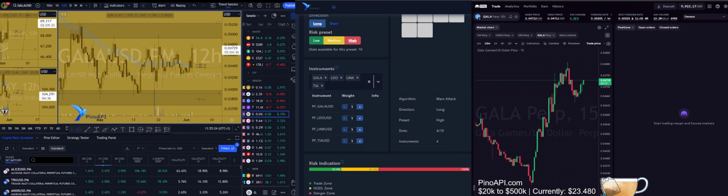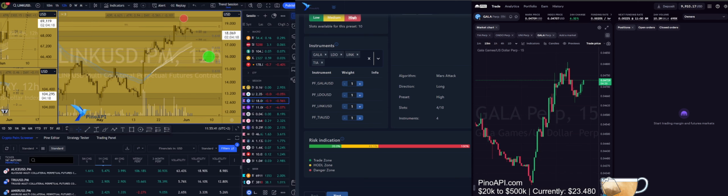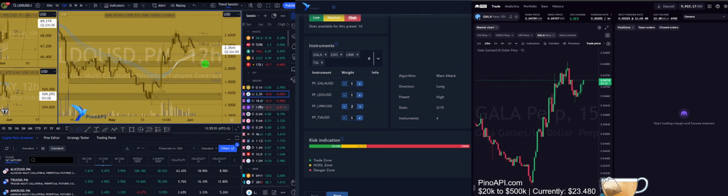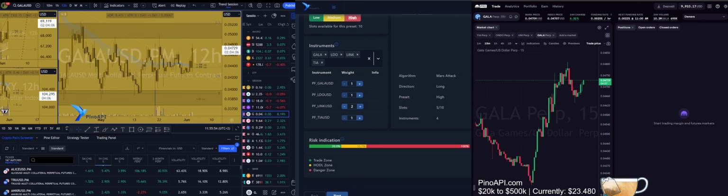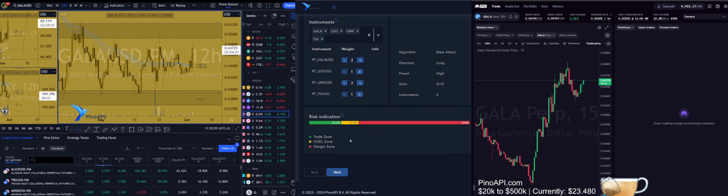It fits. Alright, so I think we're just gonna start with one weight each. Since it's Monday, it's always a bigger risk to expose more. As you can see, it has quite the impact. I'm quite confident in Link though, so I'm gonna add some more weight there. And I'm also quite confident in, I think it's gonna be Gala. So long, high, Mars Attack.